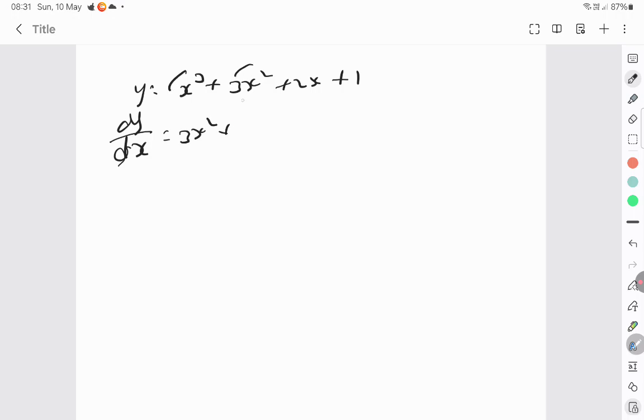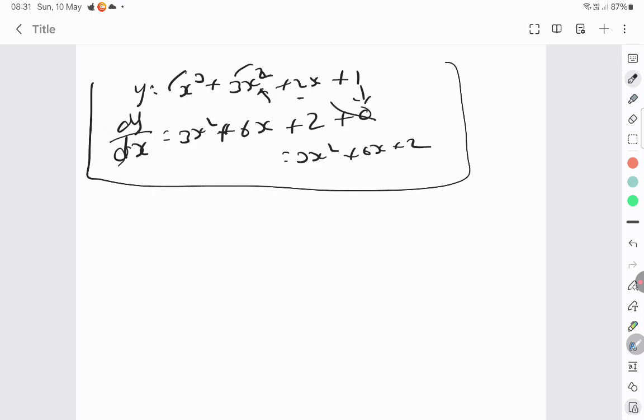So supposing you have a big equation which is x cube plus 3x square plus 2x plus 1. When they ask you to differentiate with respect to x, this becomes 3x square. This becomes 3 into 2, which is 6x, because the differentiation of x square is 2x. 2 into dx by dx is 2. A constant is always differentiated as 0. So thus you get the answer 3x square plus 6x plus 2. So you should know how to differentiate, and this is mathematics.